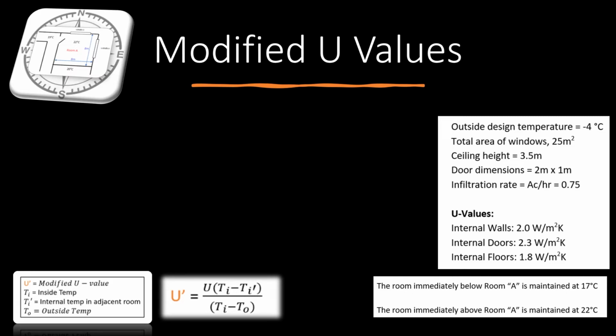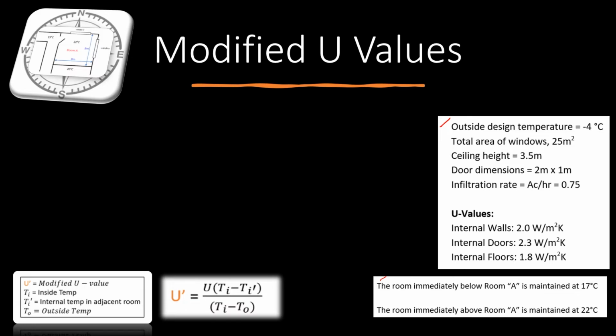I always get confused with the wee grammar symbols. Anyway, on the right hand side I've got my data from my question. So I've got the outside temperature, total area of windows, ceiling height, door dimensions, U values, and in the bottom I've got the adjacent temperatures for the upper and lower rooms.